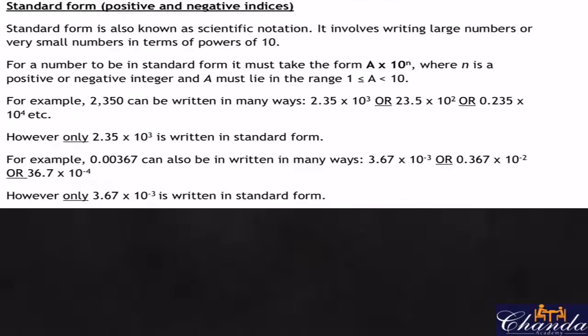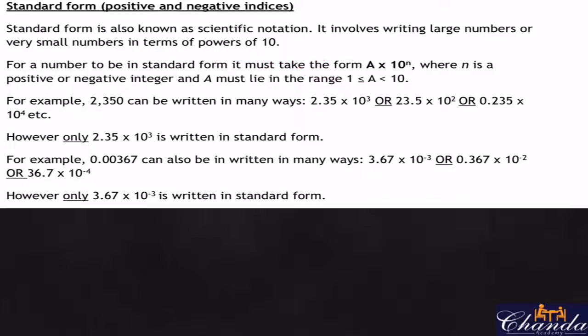Hi folks, welcome to the lecture where we're going to look at standard form, with positive as well as negative indices. Now standard form is also known as scientific notation. It involves writing large numbers or very small numbers in terms of the powers of 10.